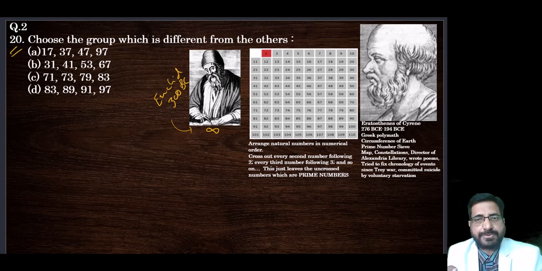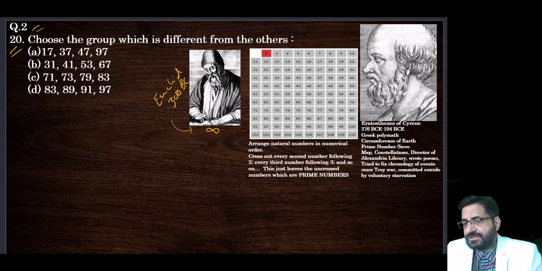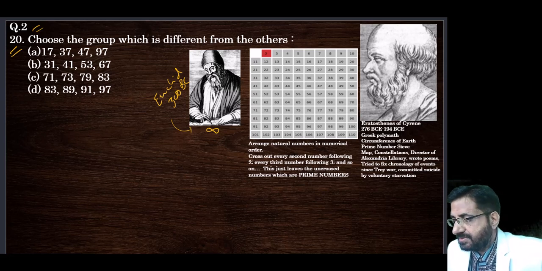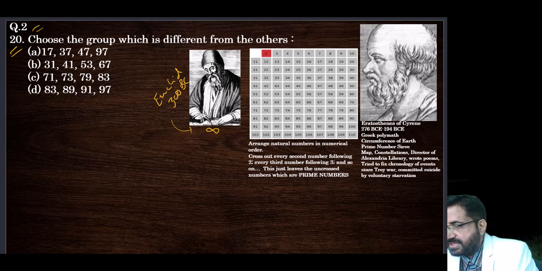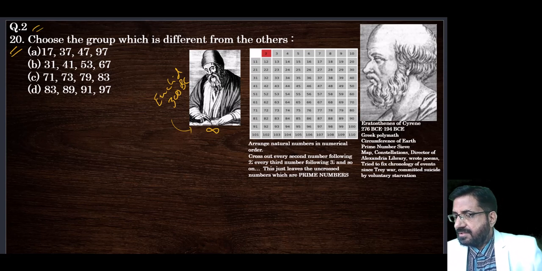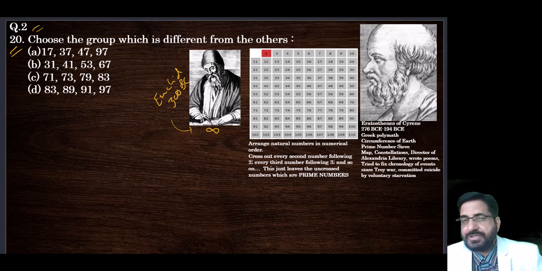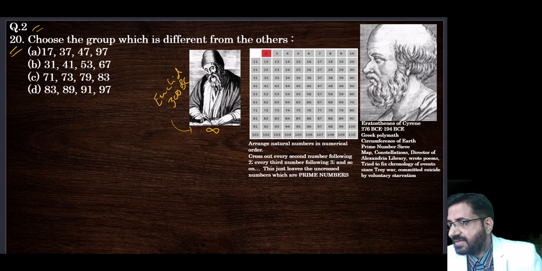Now in this episode, these are free master classes for you. In this series, question number 2. Okay, choose the group which is different from the others. How do you start solving this problem? Look at these numbers. The striking point here is, see the unit place digits: 7, 7, 7, 7, 1, 3, 3, 3.